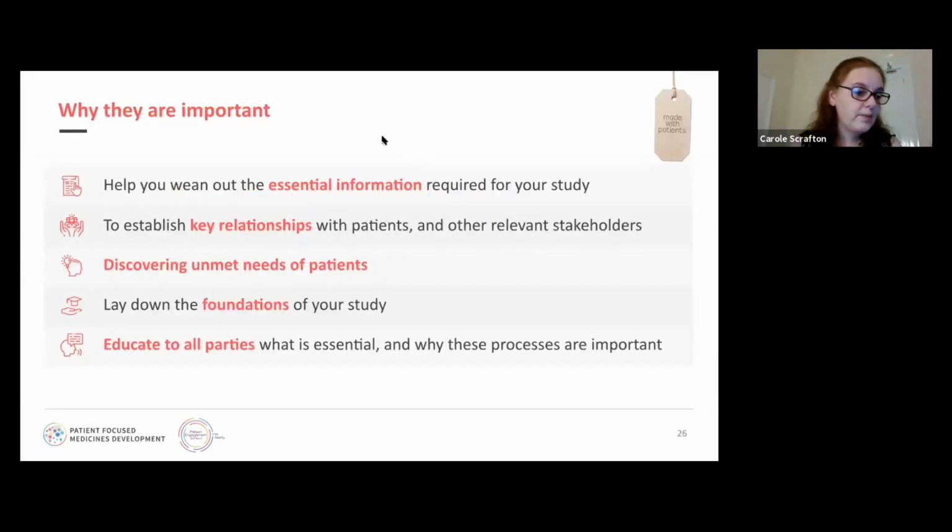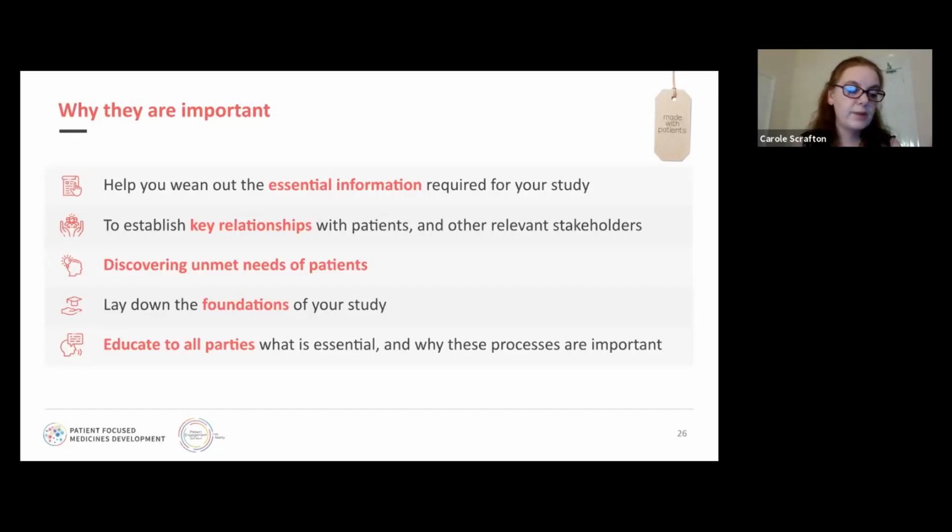There are two key important processes to help you wean out the essential information required for your study from the people who will help you to develop it. And yes, naturally I speak about patients, but they are not the only stakeholders who will be involved.